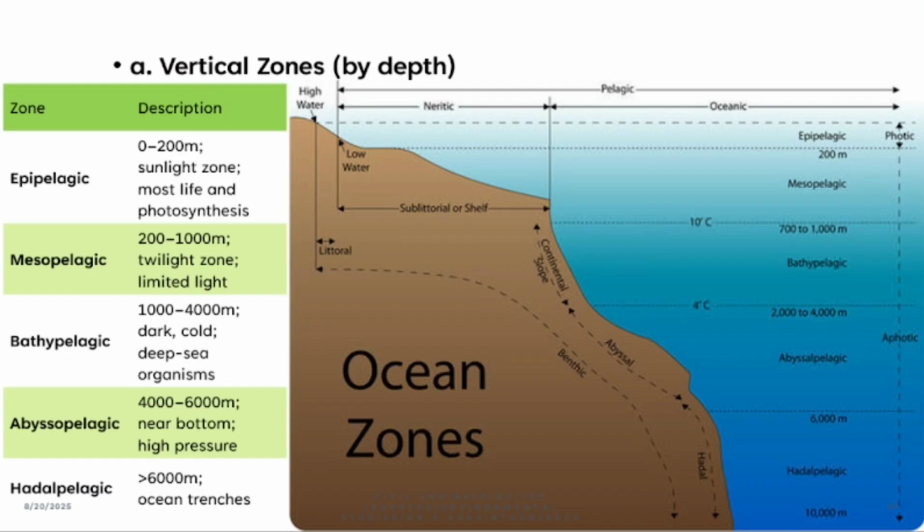Now the structure, these are the important things where they can ask MCQ questions. There are different zones in the sea. I have told you the epipelagic zone. This is the first zone, called epipelagic. This comes under the photic zone, where sunlight is mostly there. Most life lives here and you have photosynthesis.